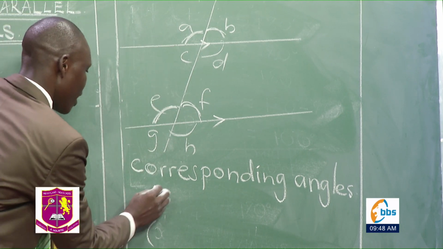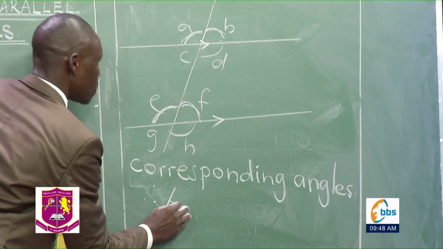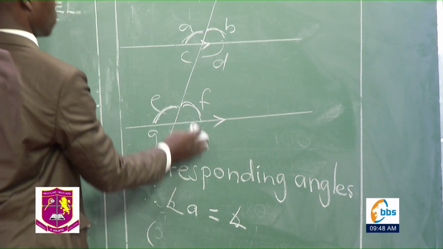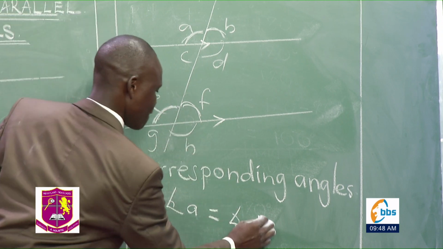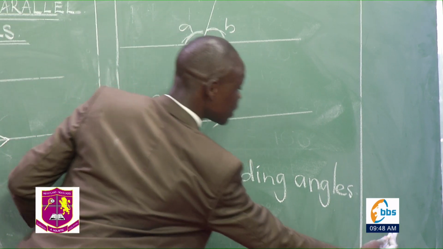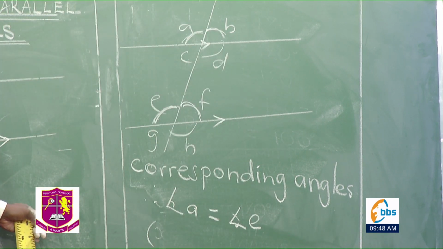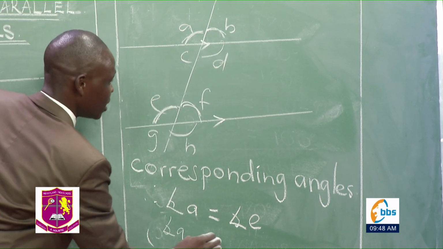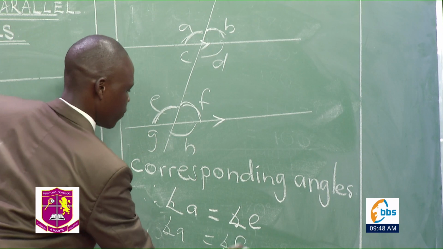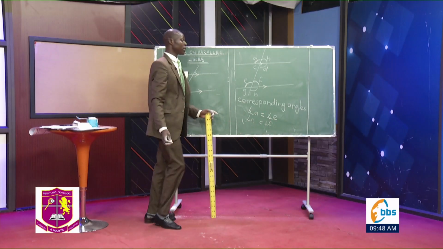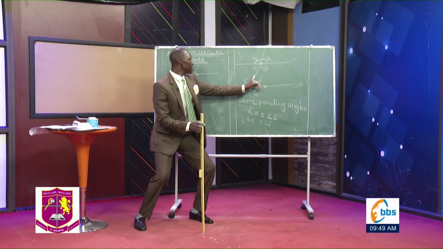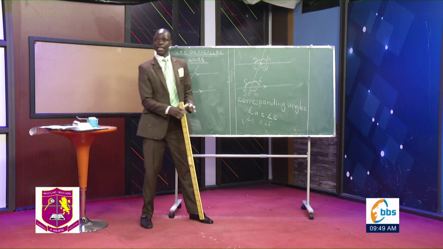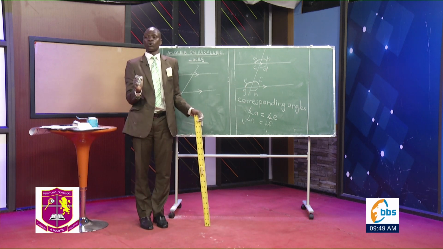You say, therefore, angle A is equal to angle E. Reason, they are corresponding angles. Angle B is equal to angle F. Reason, they are corresponding angles. Same thing, angle C equals angle G, corresponding. Angle D equals angle H. They are also corresponding angles.